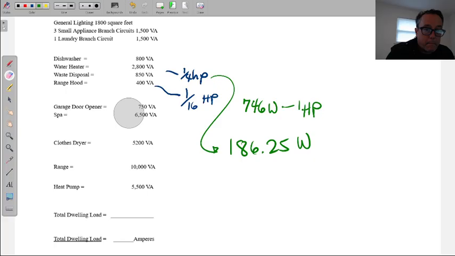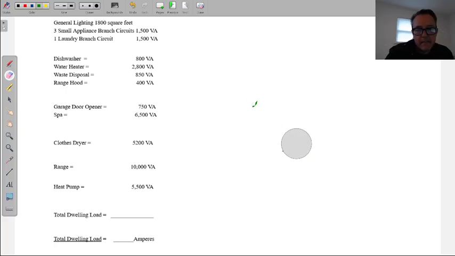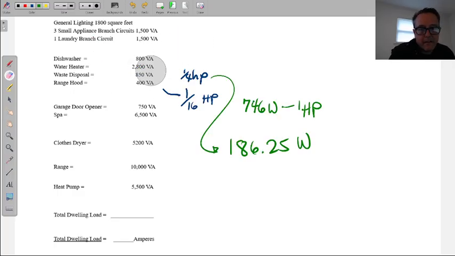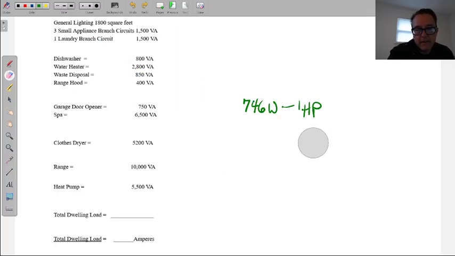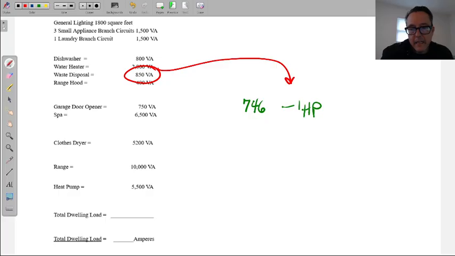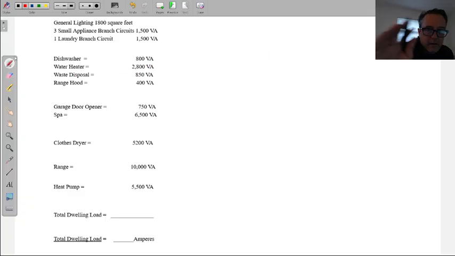All right, so that is a big waste disposal. If you're looking at here, 746 watts or VA is equal to 1 horsepower, and they're telling us that this garbage disposal is 850 VA, so it's slightly bigger than 1 horsepower, I meant to say. But no, we're not going to do any horsepower conversions here. That's why I basically said ignore horsepower. You're going to get VAs as the numbers that you're going to be working with.